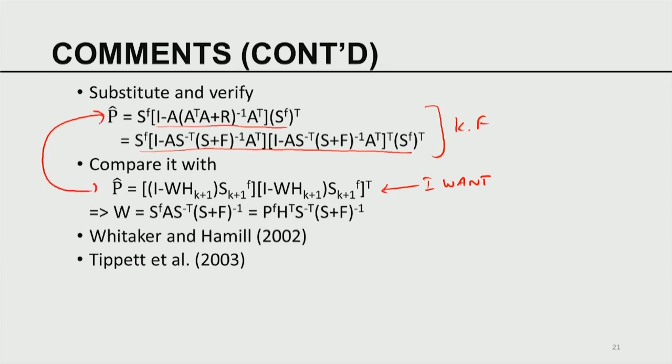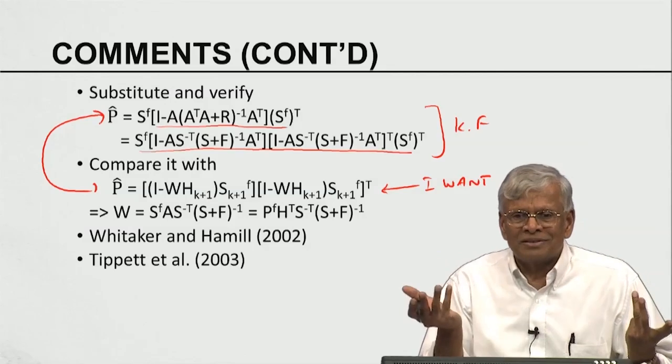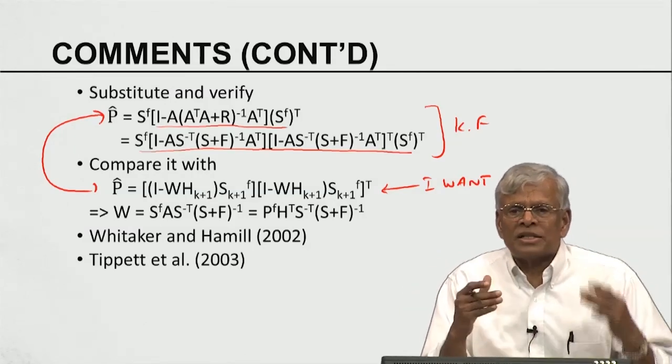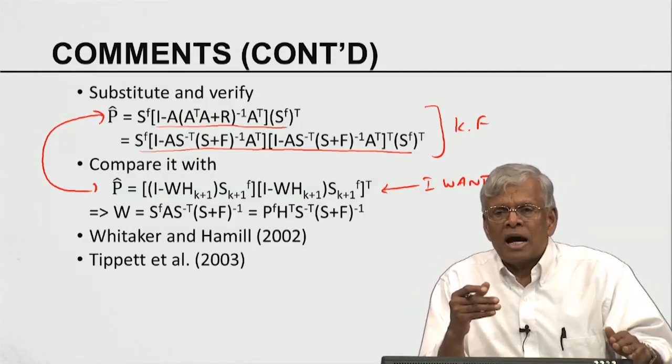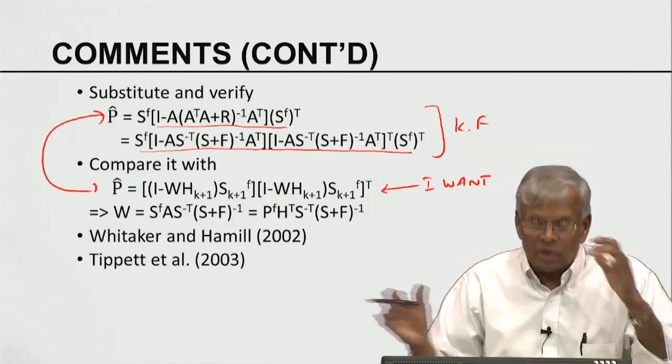One expression has a W, the other expression does not have a W. The W expression is the new way of deriving. The one without W is the classical way of deriving. So what is our aim? I want to change the Kalman gain, but I don't want to change the result. So how do I use W and still enforce the same result as I would have gotten had I used the standard Kalman gain without having to use the virtual observation?